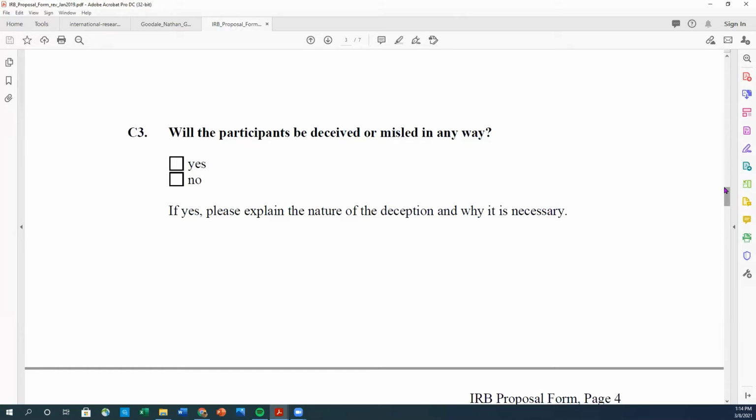Now, protocols with deception get full review. So again, plan your time accordingly. Two things to remember: deception must be absolutely necessary and you have to justify it. And this is very important, you can never deceive your subjects about the level of risk that they are accepting.